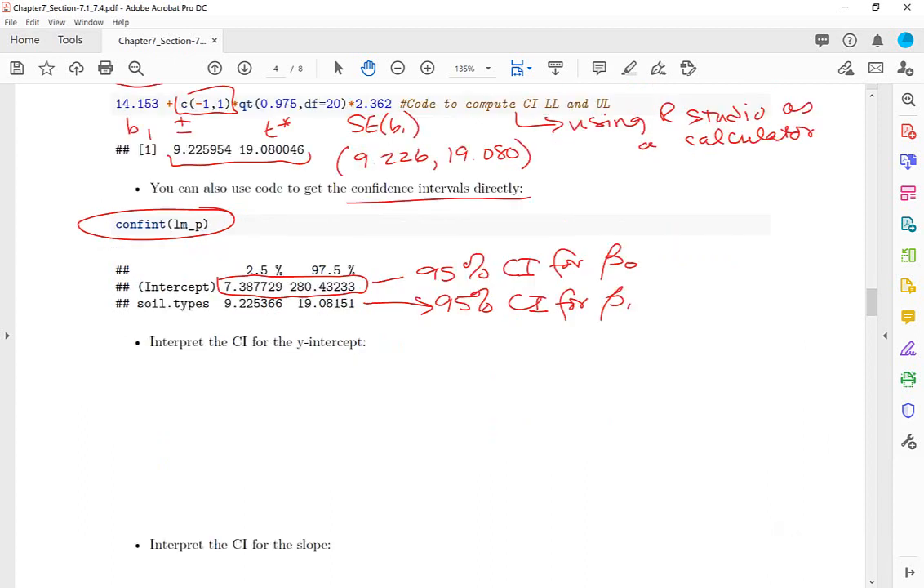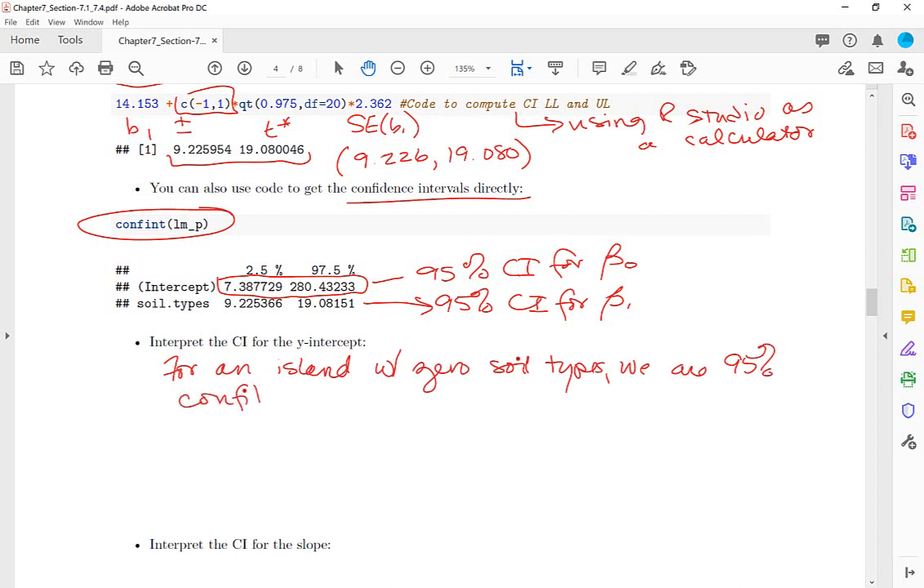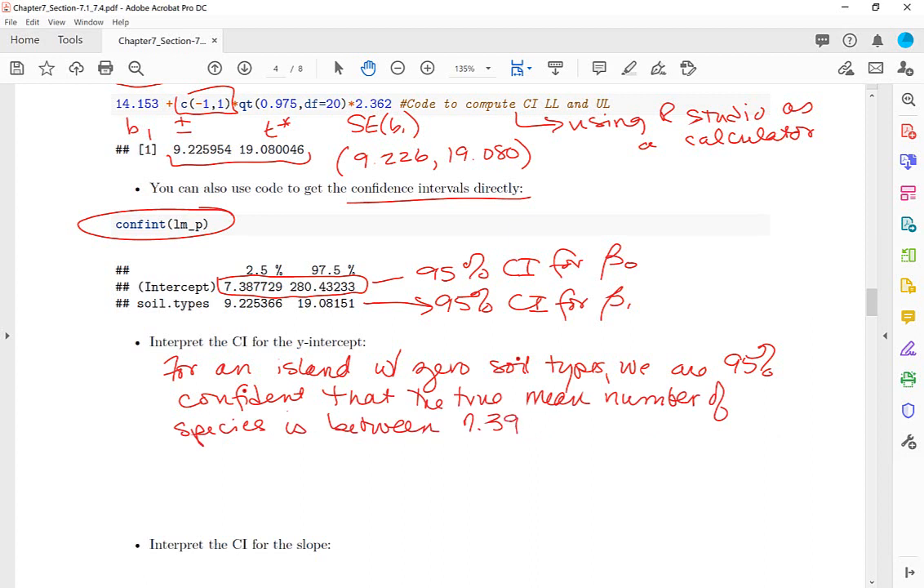To interpret the y-intercept, we'd say for an island with 0 soil types, we are 95% confident that the true mean number of species is between 7.39 and 280.43 species.